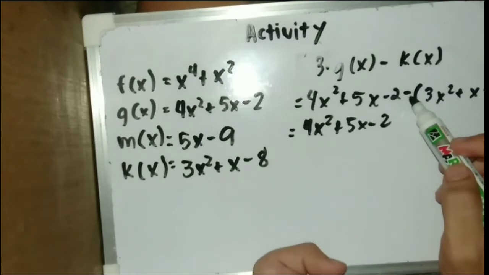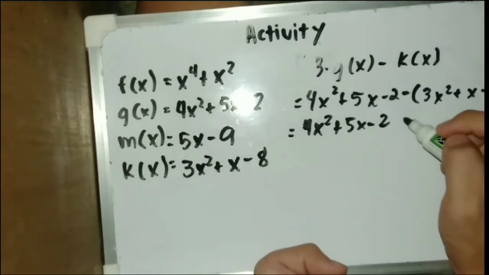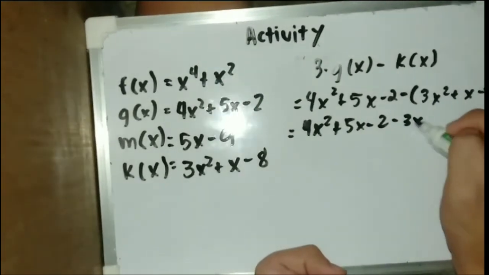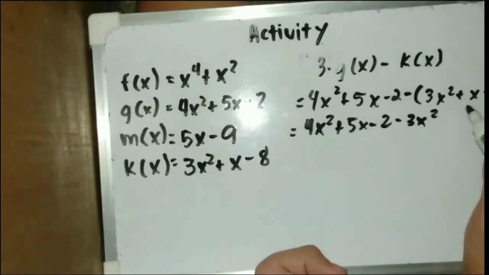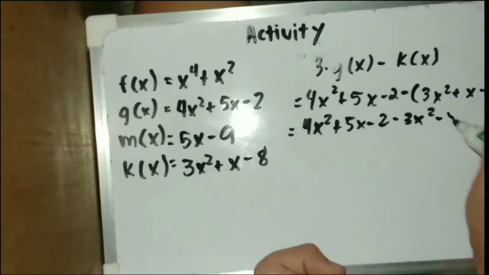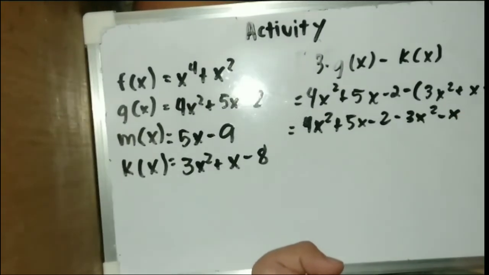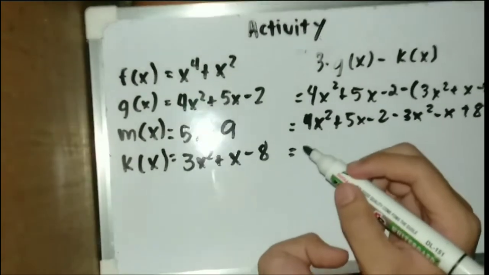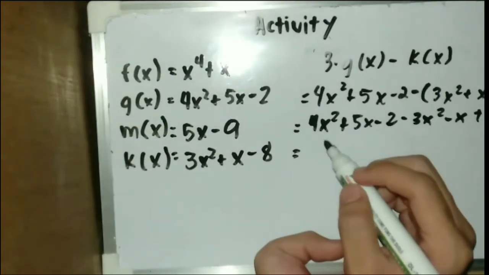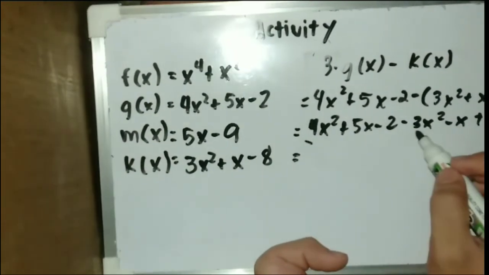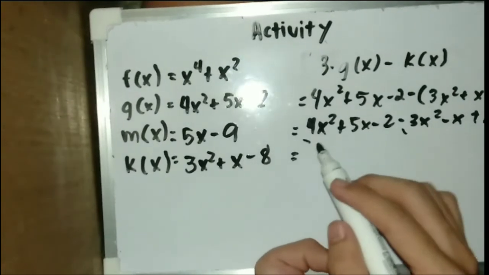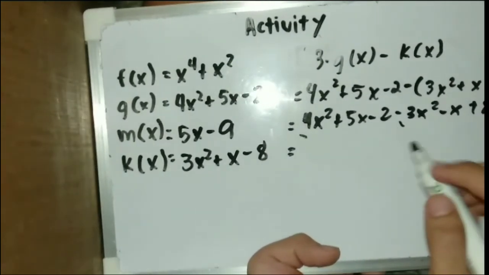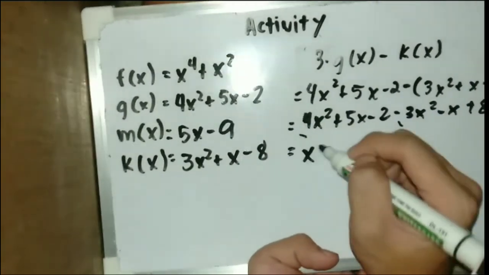So, negative times positive 3x squared is equals to negative 3x squared. Negative times positive x is equals to negative x. Negative times negative 8 is equals to positive 8. So, hanapin natin yung may like term. 4x squared, then negative 3x squared. 4x squared plus negative 3x squared is equals to x squared.